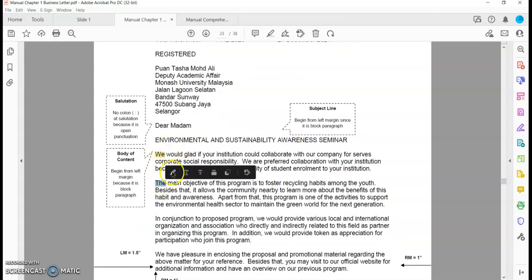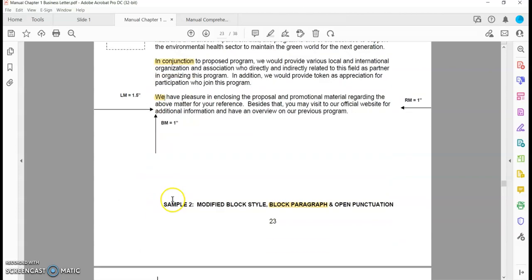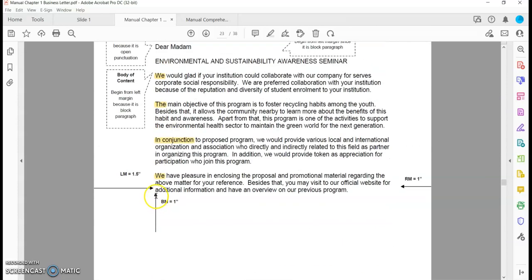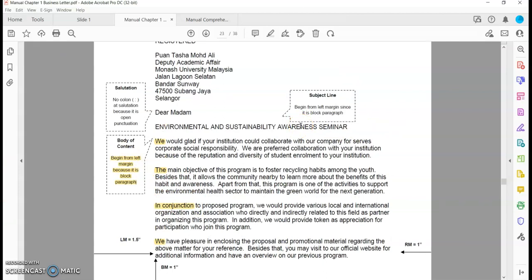Okay, as you can see, the paragraph begins on the left margin. For each of the paragraphs, even though it goes to the second page, it's actually at the left margin. So the body of content, or what we call the paragraph, will begin on the left margin because it is a block paragraph. And the second part being affected when you have the block paragraph is that the subject line itself will begin on the left because it's a block paragraph, so it will begin on the left side here.